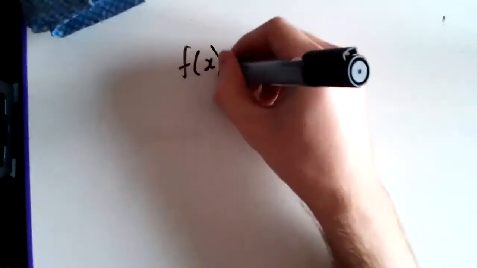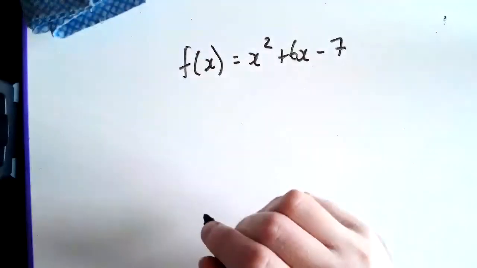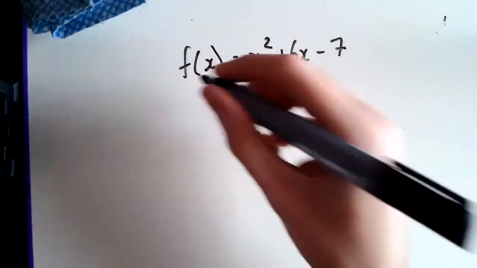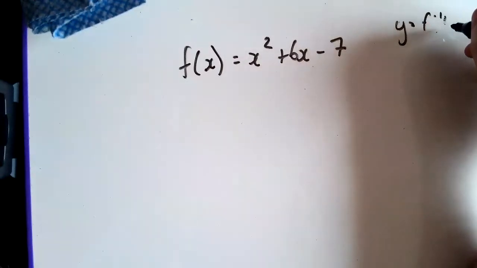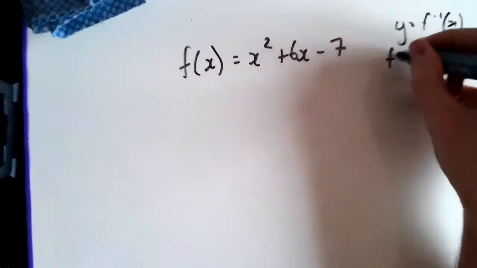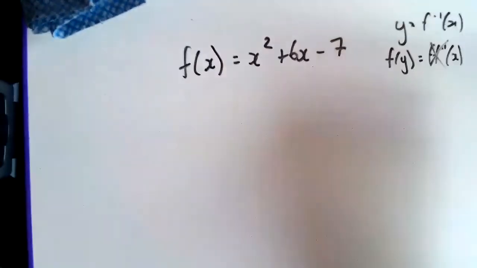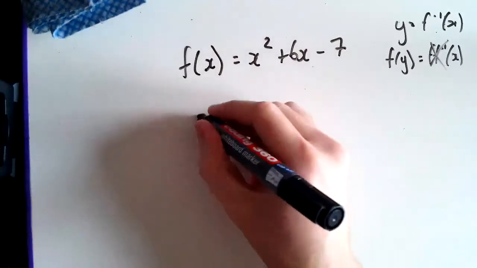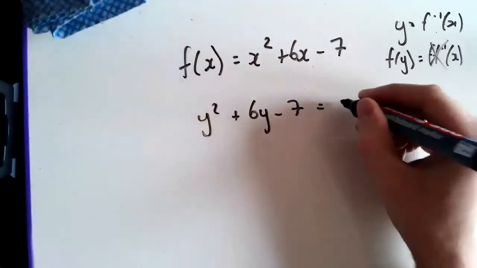Okay, we have f of x equals x squared plus 6x minus 7, and we want to find the inverse. Well, we know the trick for the inverse. We call it y, so y equals f inverse. Do f of both sides, so f of y is f inverse of x, and f inverse cancels out. Now, if I sub y into there, I get y squared plus 6y minus 7 equals x.